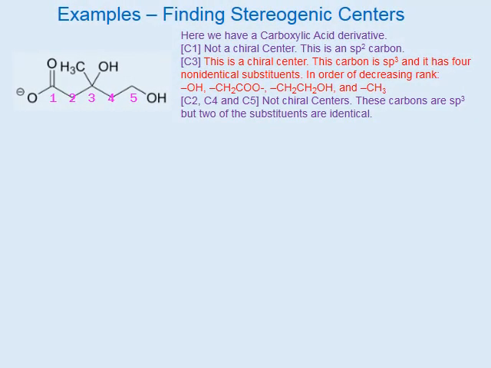Let's look at some examples on finding chiral centers. Here we have a carboxylic acid derivative. Carbon number 1 is not a chiral center, because the carbonyl carbon has an sp2 configuration. Carbons 2, 4, and 5 are not chiral centers. These carbons are sp3, but 2 of the substituents are identical. Remember, there are 2 hydrogens at each bend of the carbon chain. Carbon number 3 is chiral. This carbon is sp3 and it has 4 non-identical substituents, listed here in order of decreasing rank.